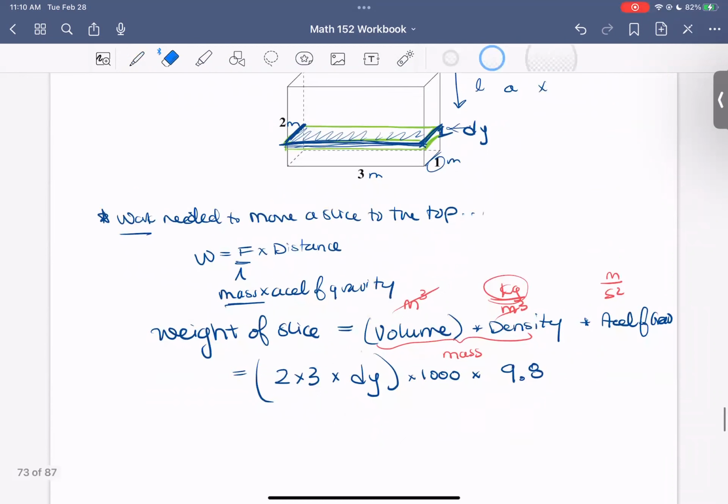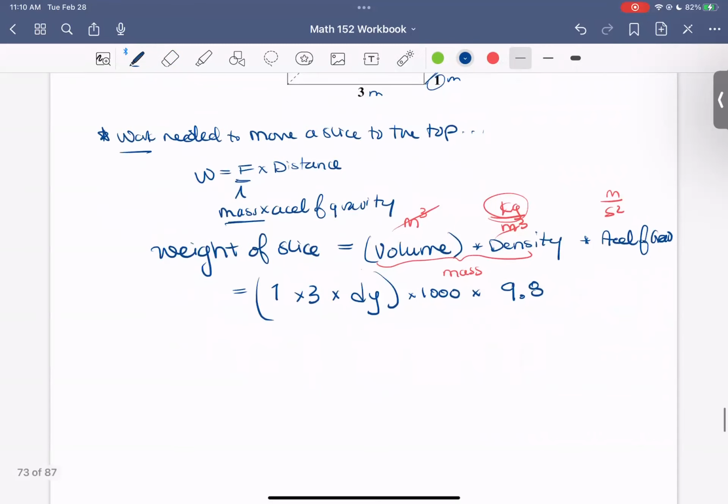So how does that change? Not too bad. It actually simplifies things a little bit. Instead of this 2, we should have a 1. Okay, nice job for those of you who caught that. All right, so let's go ahead and use our calculator to multiply these numbers together.